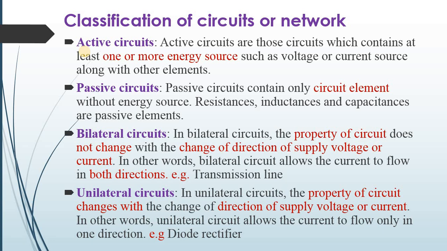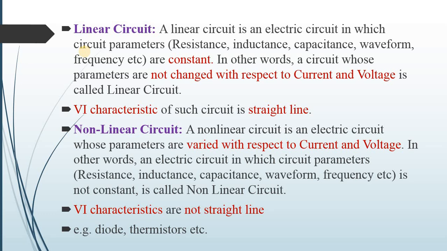In a unilateral circuit, the property of the circuit changes with the change of direction of supply voltage or current. In other words, a unilateral circuit allows the current to flow in only one direction. An example of a unilateral circuit is one having a diode rectifier. A diode rectifier cannot operate when the direction of current or voltage is changed, that means it is reverse biased. So this is all about bilateral and unilateral circuits.